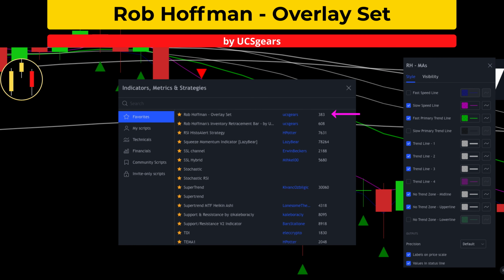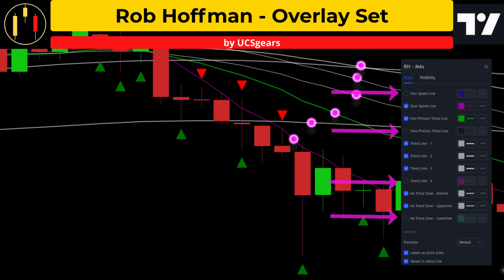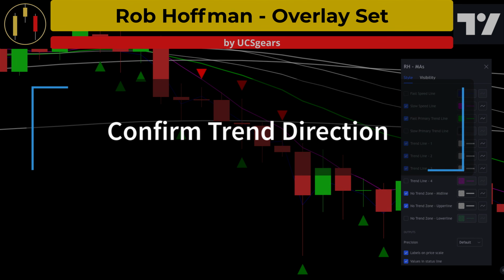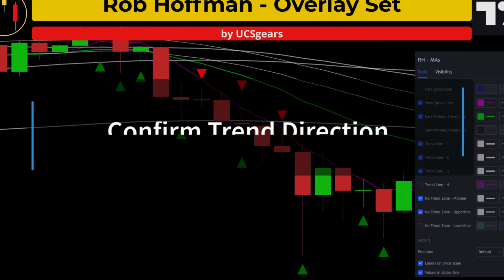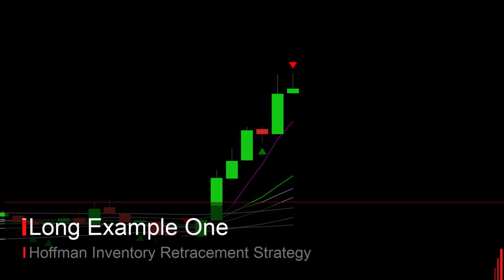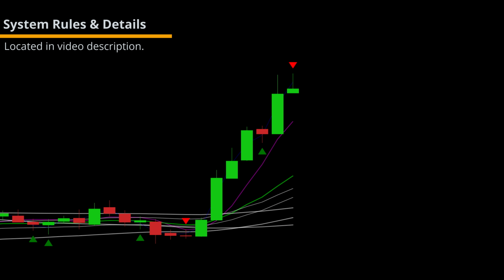The second free TradingView indicator is the Rob Hoffman overlay set. I am going to uncheck these lines and color these lines in white. This indicator will determine the trend direction and provide entry confirmation signals. Let's go over entry criteria and review some examples. As always, system rules and details are listed in the description below.